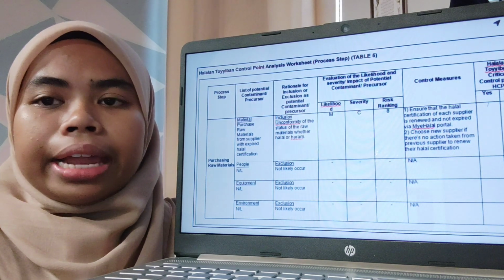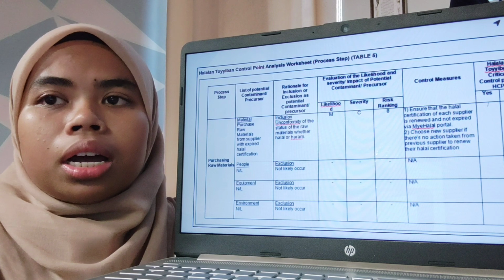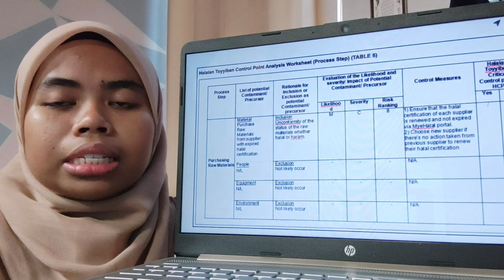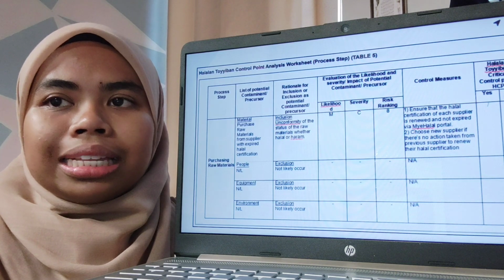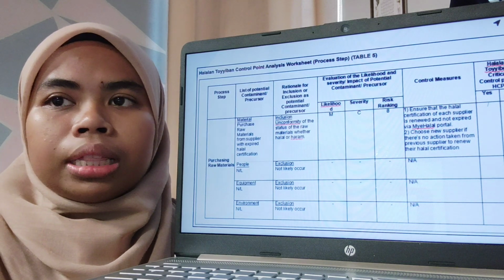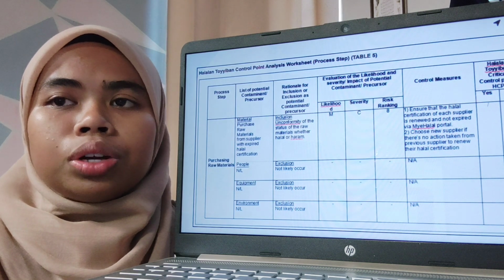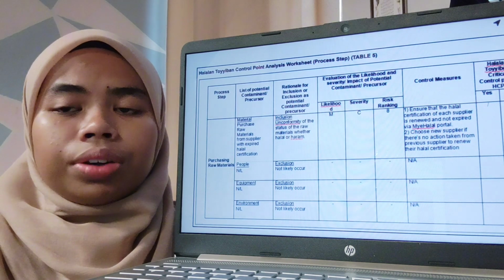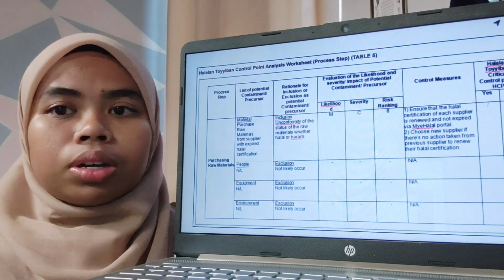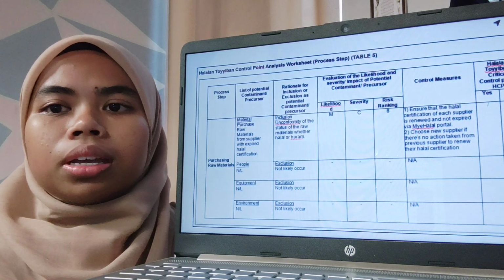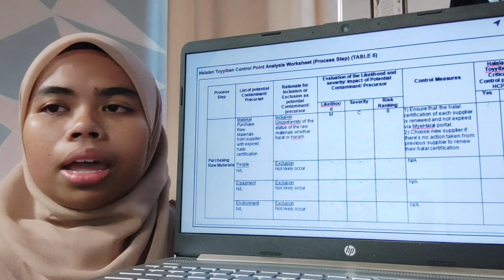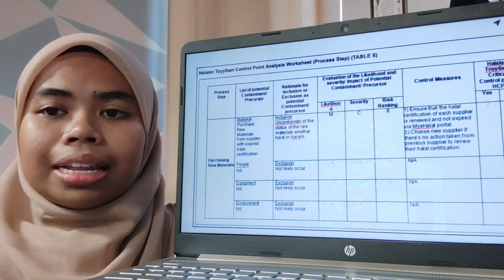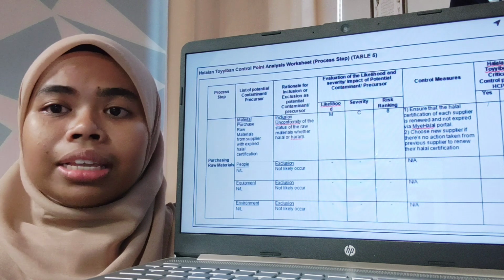So for the material, purchase raw material from a supplier with expired halal certification, and it is an inclusion, uncertainty of the status of the material, whether it is halal or haram. So the likelihood is moderate. Sometimes it happens because we don't know. Sometimes it did not happen. And the severity is critical because it can impact the halal status, and the risk ranking is 8.